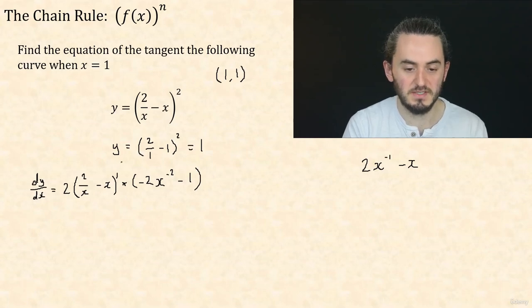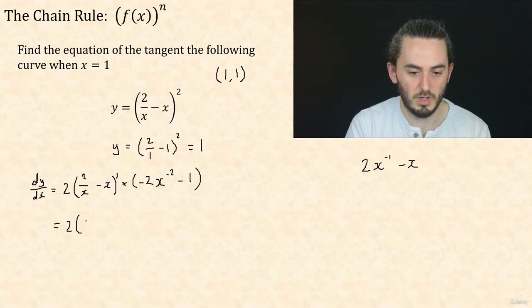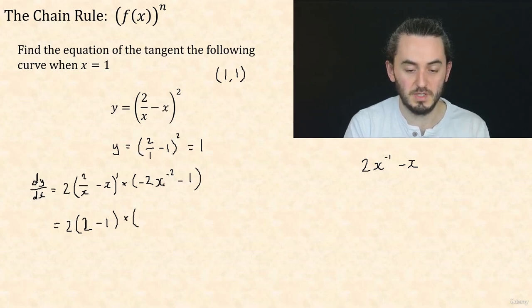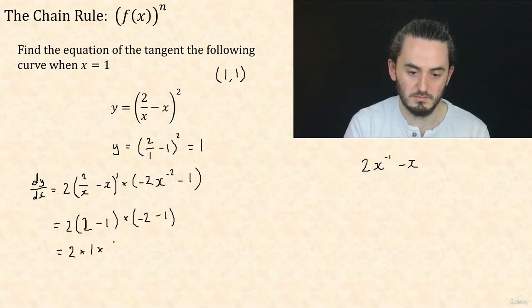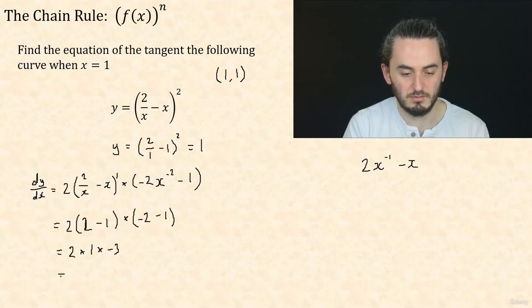I don't need to bother neatening it up. I've just got to sub x equals 1 into it. So that's 2 times (2 over 1, which is 2, minus 1), multiplied by (minus 2 times 1 to the minus 2, which is just minus 2, minus 1). In total, that's just 2 times 1 times minus 3. So that's a gradient of minus 6.